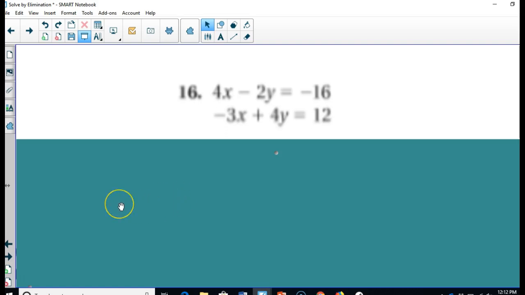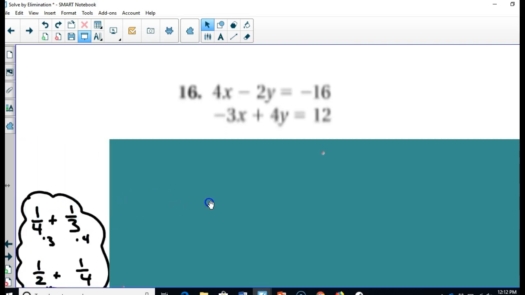I had some people asking today, well, how do I know which one to change? It doesn't matter, and you almost want to think of it like a common denominator approach. So listen carefully. If I want to get rid of the x's, I have a 4 and a 3. So you can think of this as like, what if I had 1/4 plus 1/3? What would the common denominator of 4 and 3 be? Well, that would be 12.